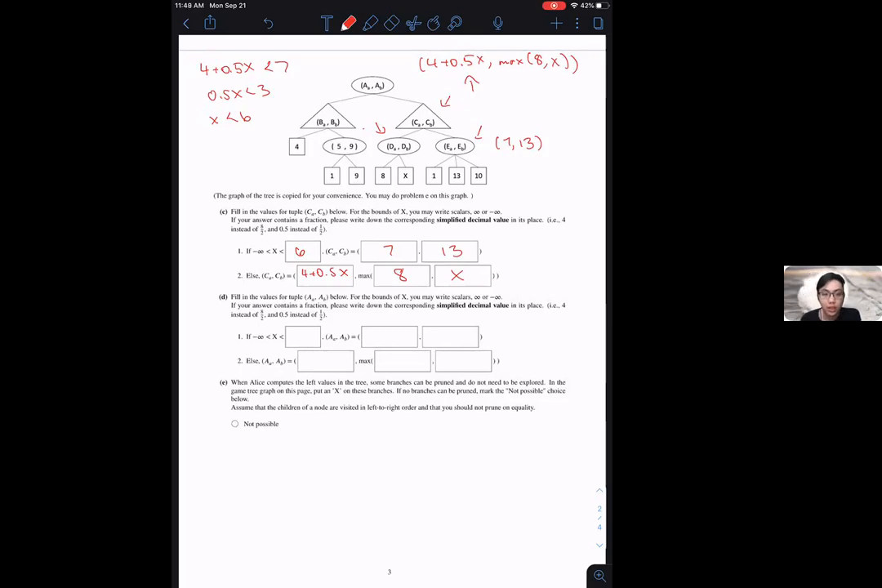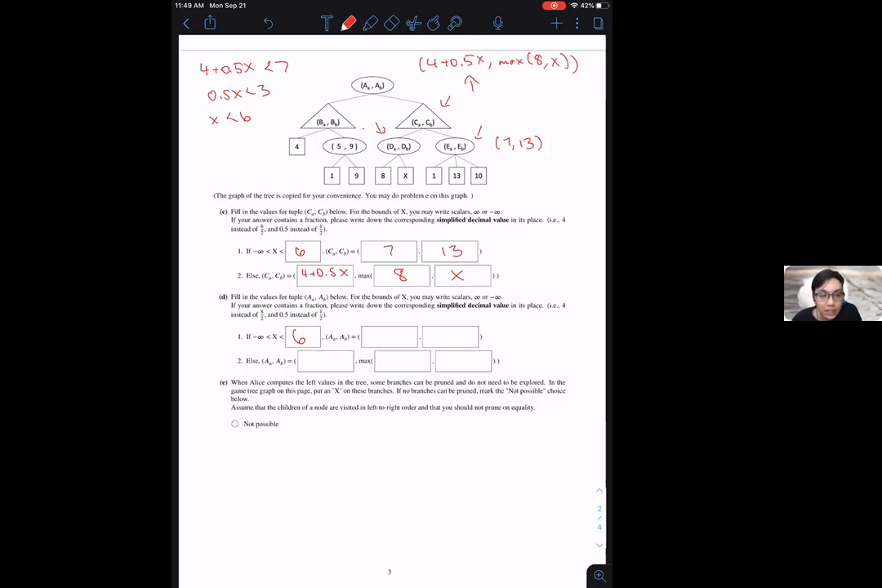Okay, for part D, we're asked something similar, except in this case, we have AA and AB, which is actually Bob's node at the top. Since it's a round node, we know that Bob is always going to choose the maximum of its children. And Alice believes that Bob is going to choose the expected value of its children. So in this case, if we consider the possibilities, let's suppose that x is once again less than 6, because we determined that range previously.